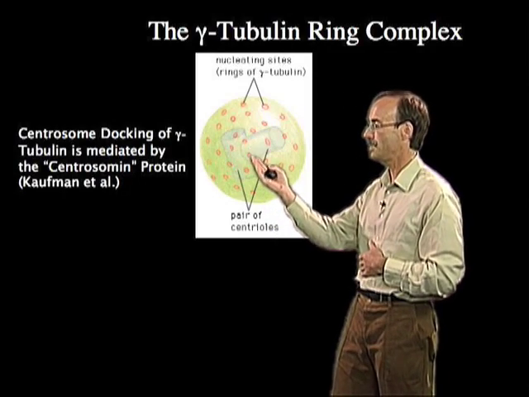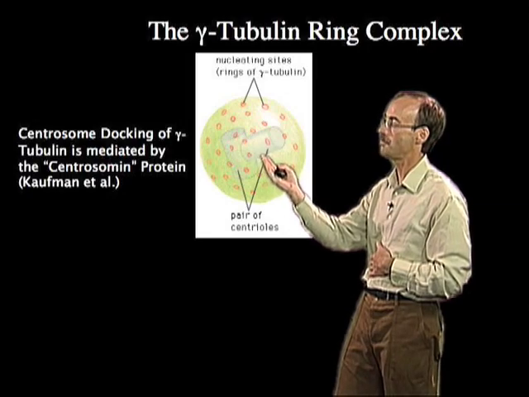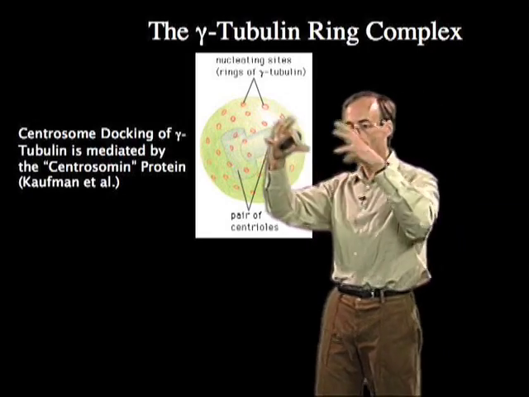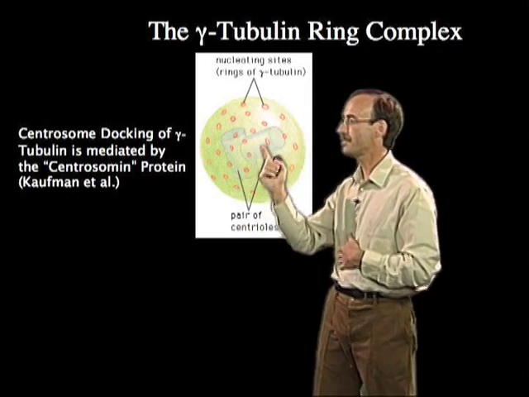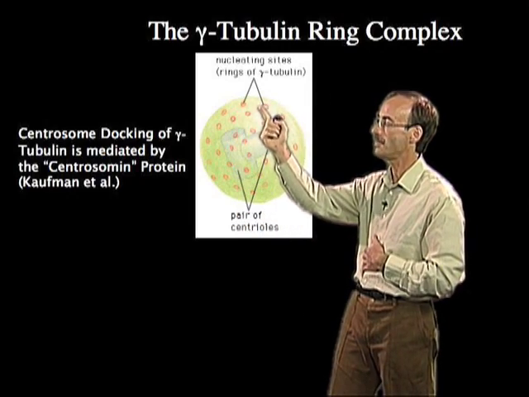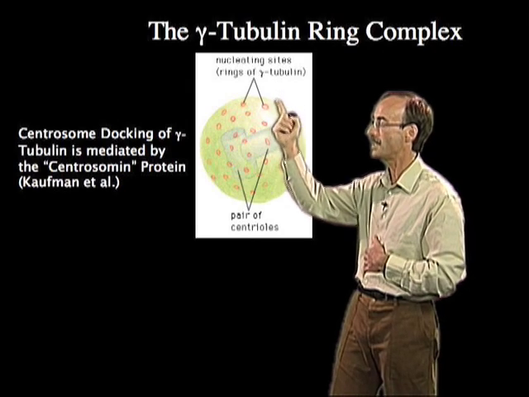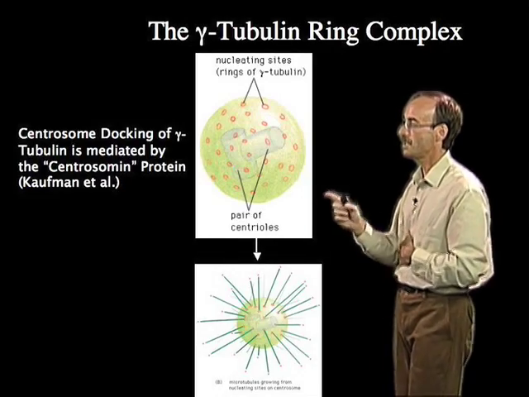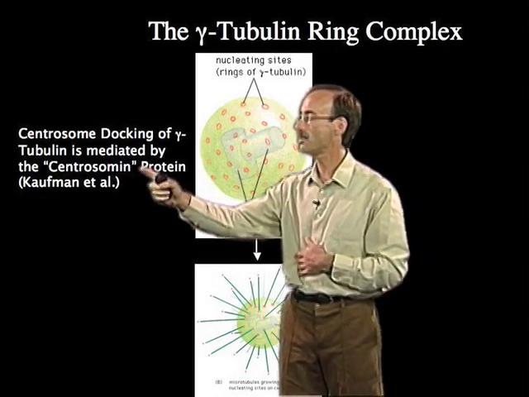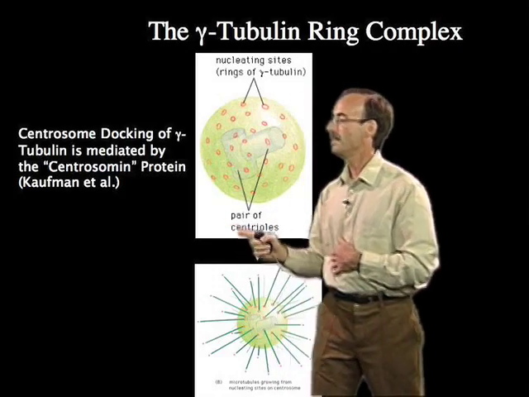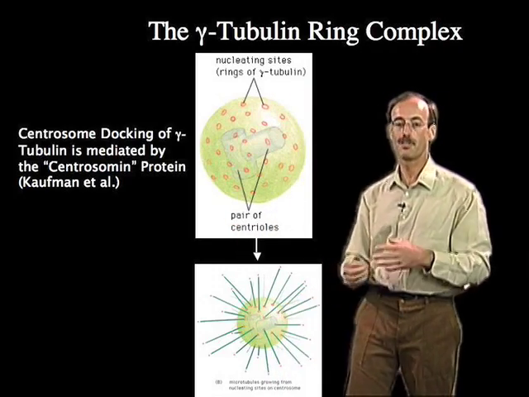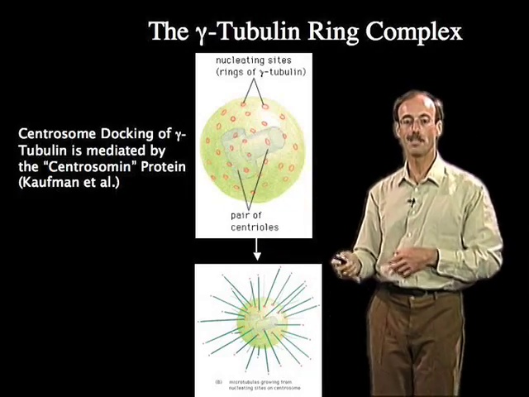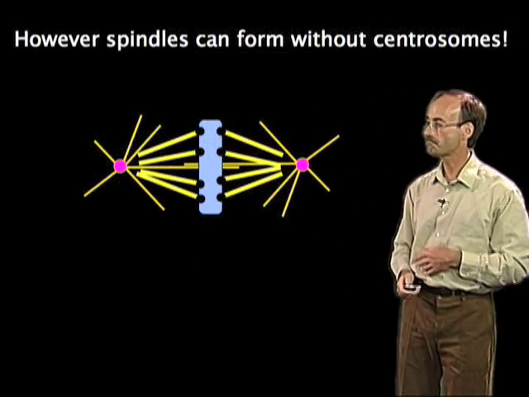At the very interior of the centrosome is a pair of centrioles. There are a lot of proteins coating the centrioles, and some of these proteins are responsible for docking the gamma-tubulin ring complex. One of those key docking proteins is a protein called centrosomin, and then the centrosome can nucleate this spiny array of microtubules.